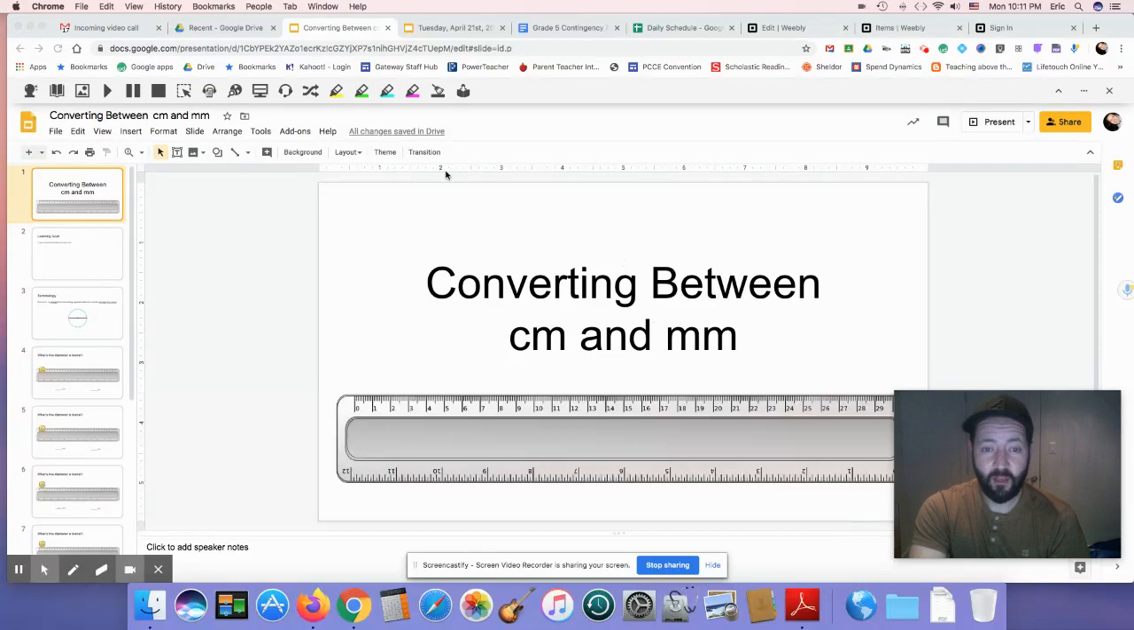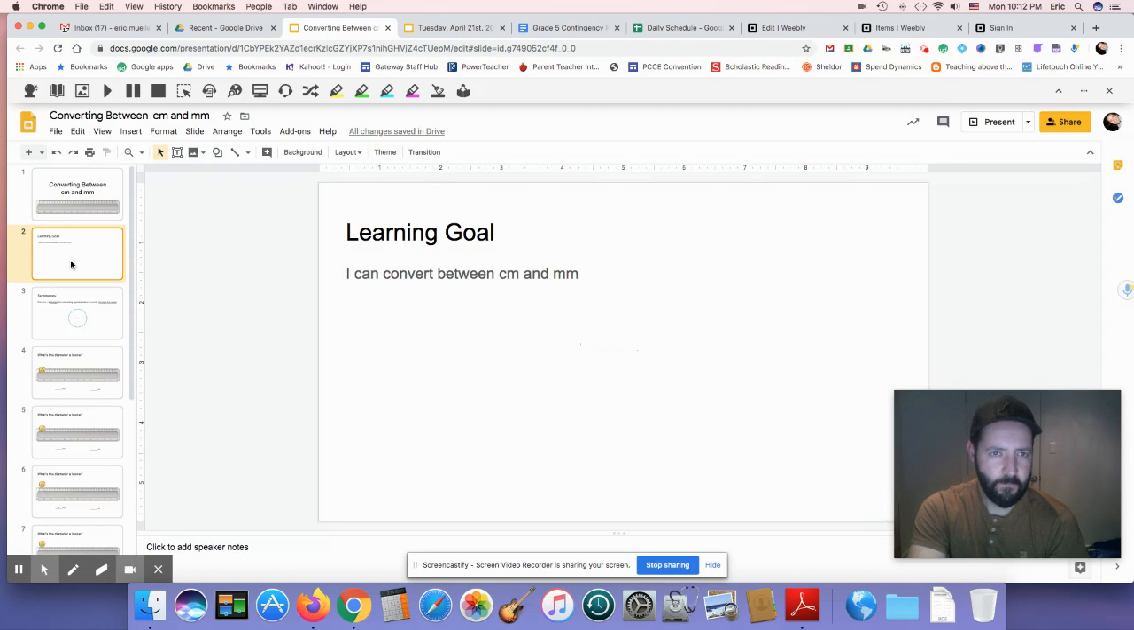Welcome today. Today's lesson is converting between centimeters and millimeters. Your learning goal for the day is: I can convert between centimeters and millimeters.